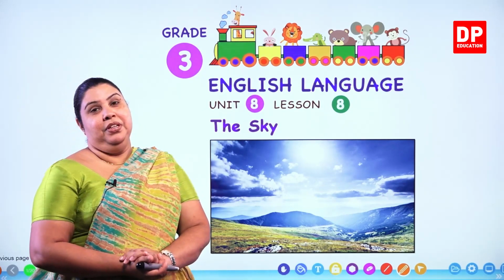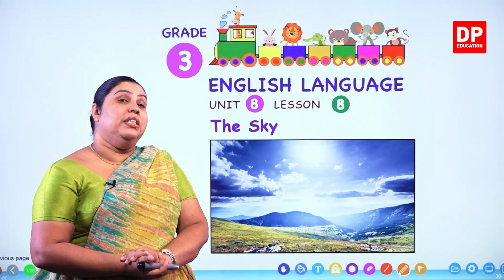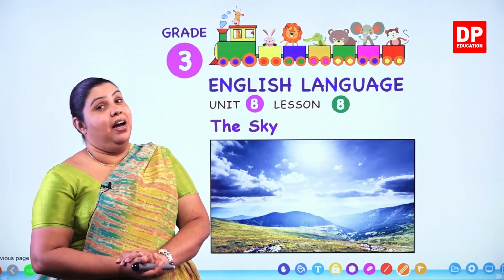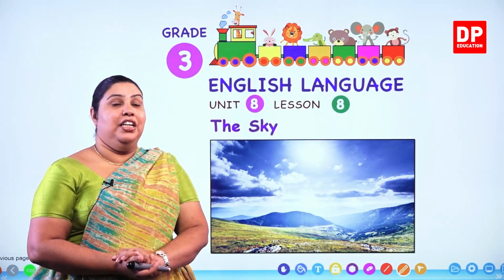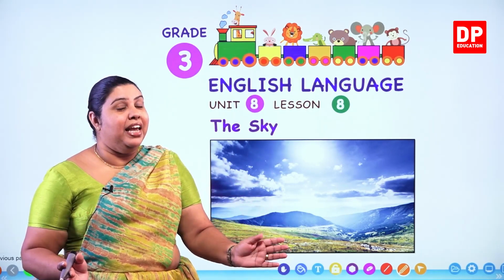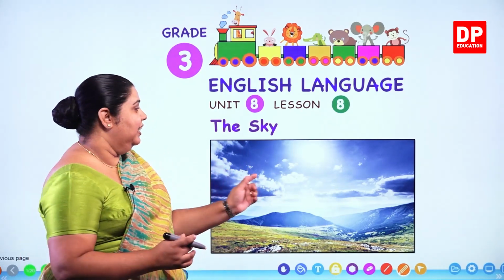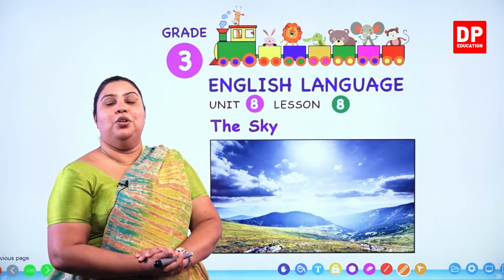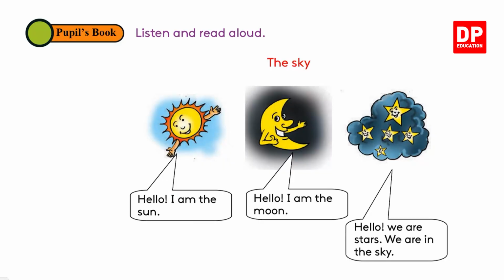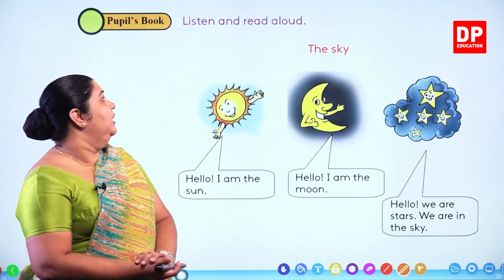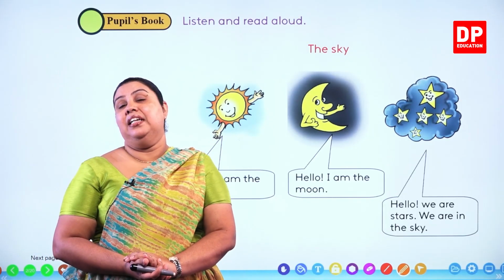The sky. So now we are going to take our pupils book and our workbooks, and we are going to get ready to start our new lesson. Unit number 8, lesson number 8, the sky. Come, let's move on to our next slide and we'll start our lesson. Right, now if you open your pupils book and turn to this page, listen and read aloud. Listen and read aloud.